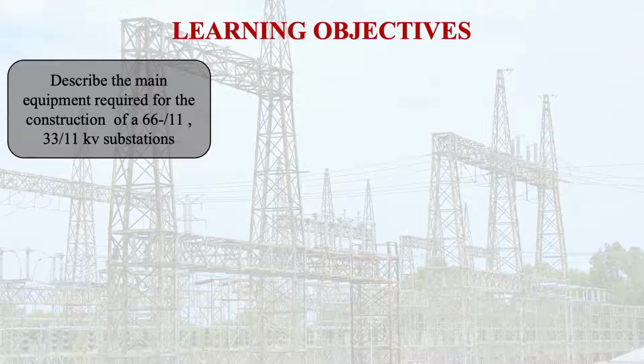So what is the learning objective? I'm just going to discuss the learning objectives for this session and the coming sessions, which are based on the substation equipment and distribution lines. In these sessions, you should be able to describe the main equipment required for the construction of a 66 by 11 or 33 kV substation. Here we are discussing both, because most of the equipment is the same for the 33 by 11 or 66 by 11 substations. We will discuss this later on.